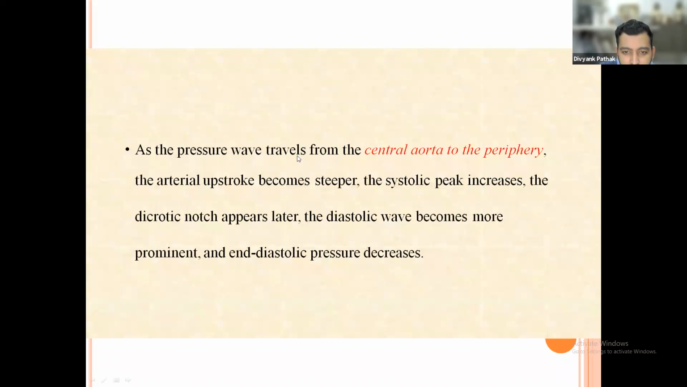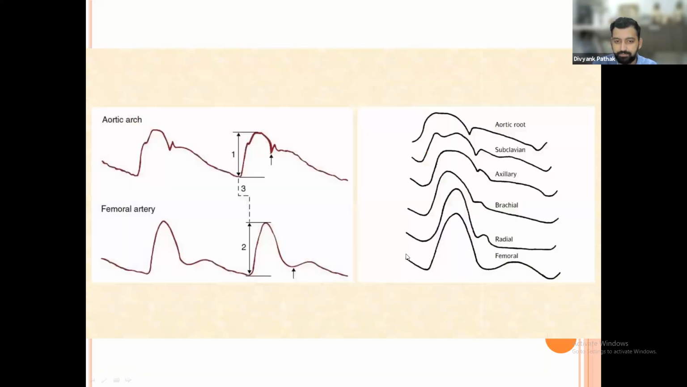Now, as the pressure wave travels from the central aorta to the periphery, if you insert a catheter in the aorta, or into a peripheral artery like the radial artery or dorsalis pedis artery, the waveforms are different. The arterial upstroke becomes steeper going to the periphery. The systolic peak increases. The dicrotic notch appears later. The diastolic wave becomes more prominent and end diastolic pressure decreases.